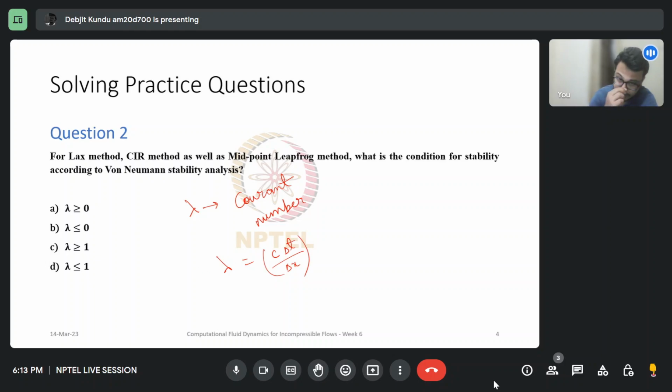So which of these criteria is required for stability according to von Neumann stability analysis? For different methods, this applies to a multiple number of methods. Some of them are listed here: the Lax method, CIR method, as well as midpoint leapfrog method. By the way, CIR method is Courant Isaacson Rees method.